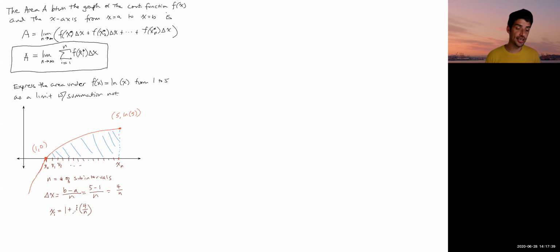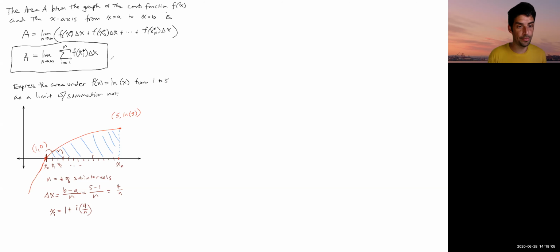In other words, if you start at the value 1 and you want to go, let's say, to x3, you just move over by the change in x 3 times. So you would go 1, 2, 3, and end up at x3. If you wanted to get to x10, you move over 10 times and get out to x sub 10. Each time, you're jumping over by that width, that delta x, which in this case is 4 over n.